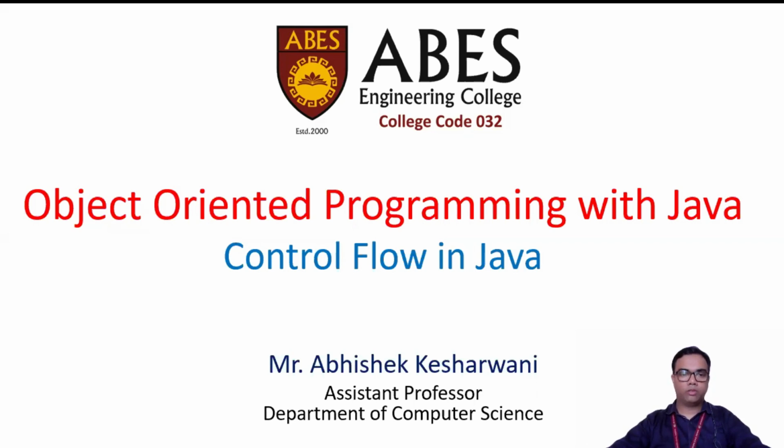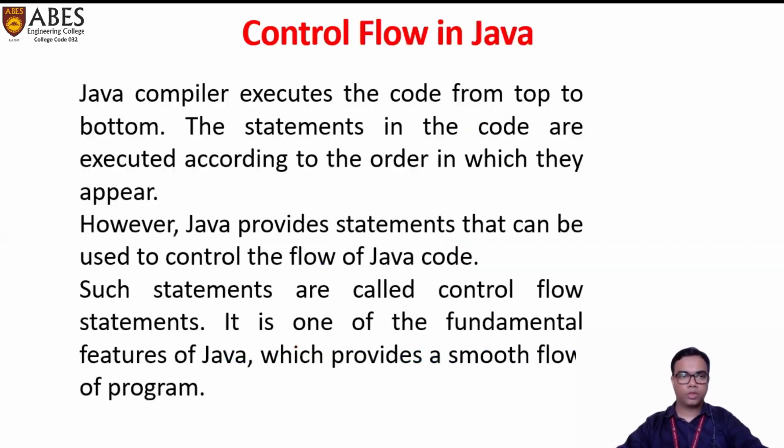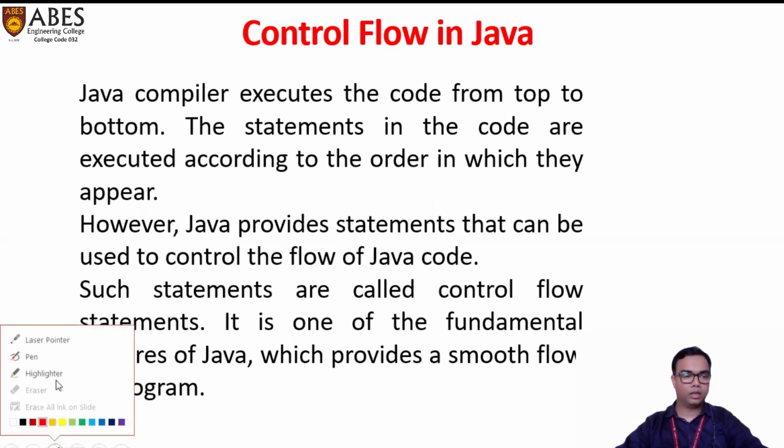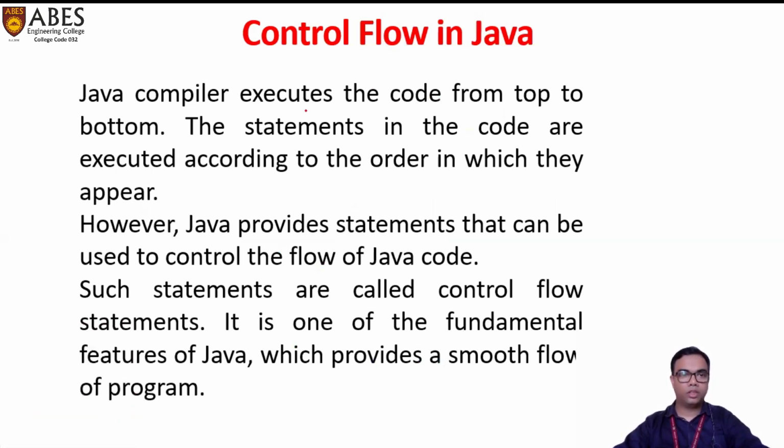In today's lecture, we are going to learn about the control flow in Java. Here we can see that the Java compiler basically executes the code from top to bottom, and the statements in the code are executed according to the order in which they appear. We can see this practically also.